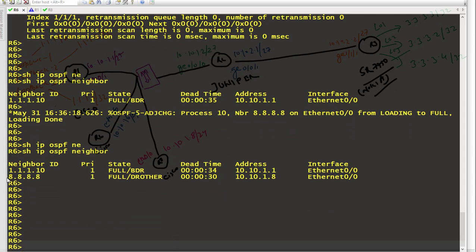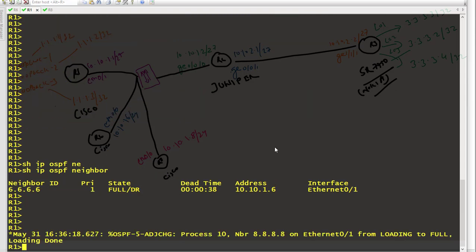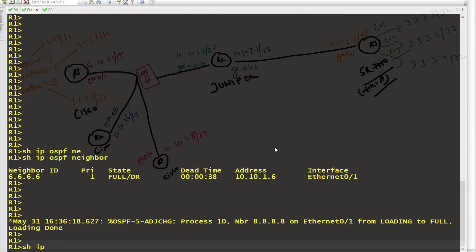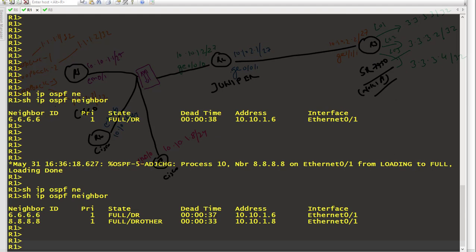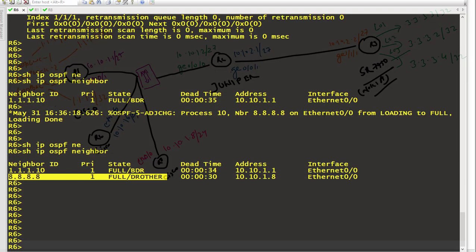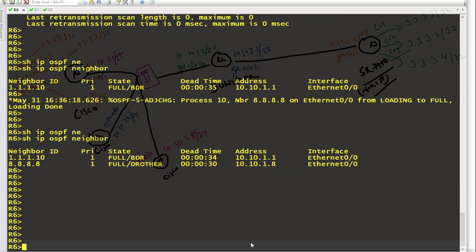Why is it having a full neighborship with the DR other router? It should be two-way, right? Show ip ospf neighbor. Sorry, yes, it should be full because this router is the DR. A DR other router always makes a full neighborship with the DR and BDR. So that is why it is showing full. So the output which we are getting is absolutely correct.